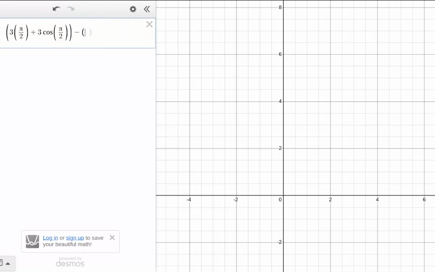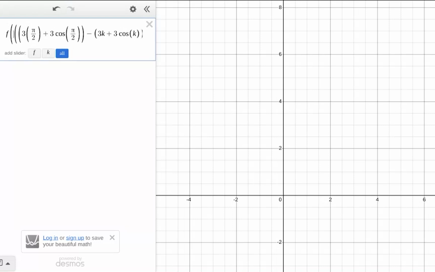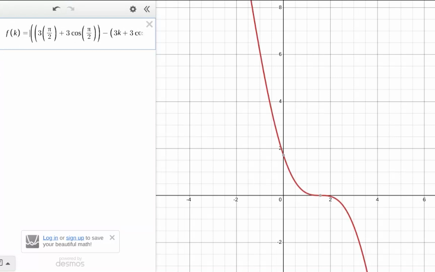Minus 3k plus 3 cosine k. Now, I wonder if we can make this a function of k. I don't know if we can. We might have to change this to x, but can we go like f of k? Yeah, it will let us do that. That's pretty nice. Okay, so it's a function of k.